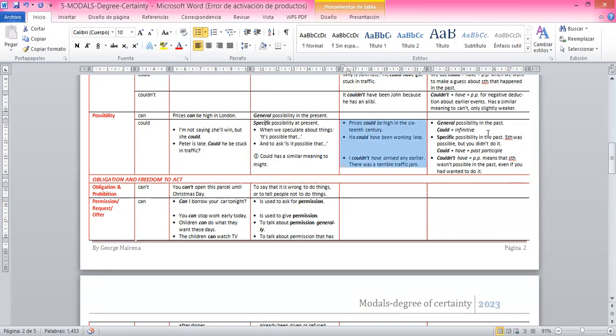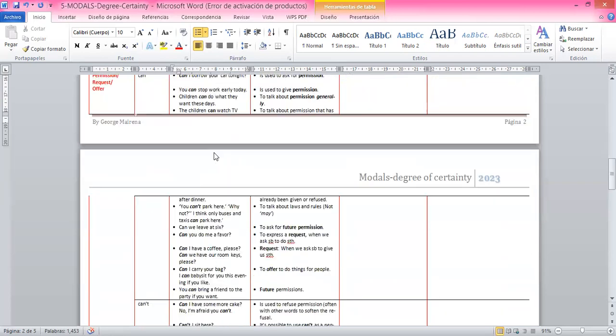Prices could be high in the 16th century. He could have been working late, but that is a possibility in the past, not in the present, okay? For the present, we have: Peter is late. Could he be stuck in traffic? Yeah, it's something that you're asking in the present, okay?